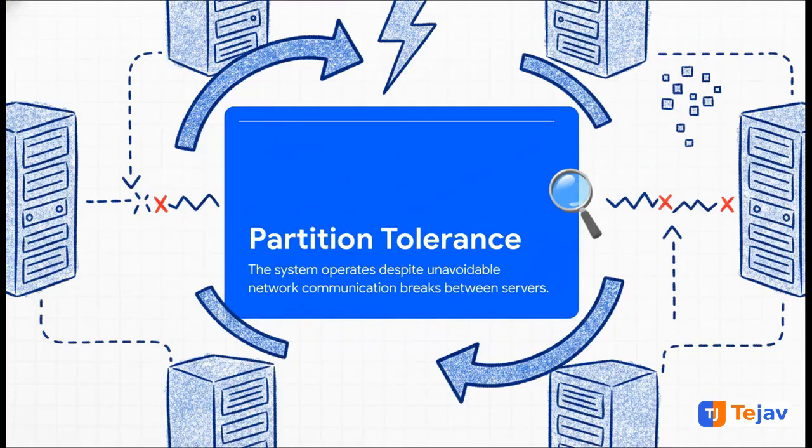And that brings us to pillar number three, partition tolerance. Look, in a distributed system, servers have to talk to each other to share data, right? And they do this over networks. But here's the harsh reality of the internet. Networks are entirely unreliable. Connections fail, digital packets get lost in transit, entire regions can just go dark. Partition tolerance means the system must continue to operate despite these completely unavoidable communication breaks between servers.